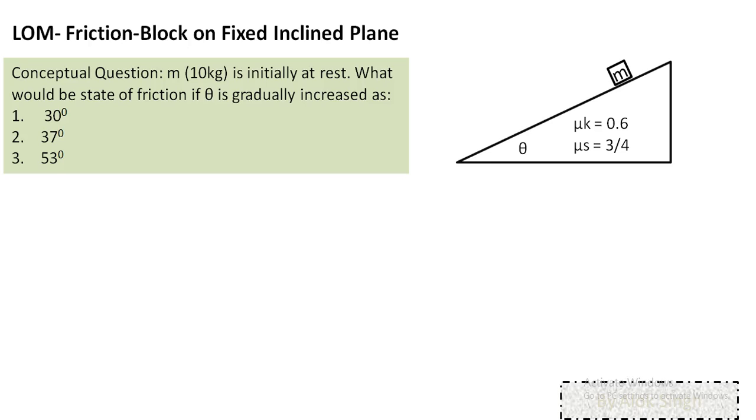First one, a simple question: a block M of 10 kg is initially at rest. What would be the state of friction if theta is gradually increased to 30 degree, 37 degree and, in the third case, 53 degree? So again, you might like to follow the 4 steps.